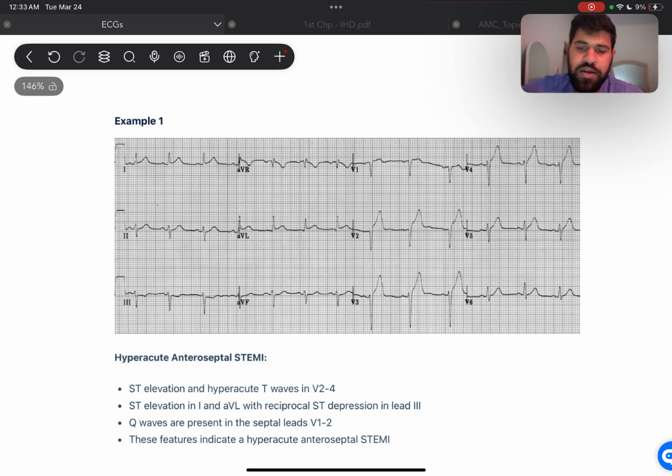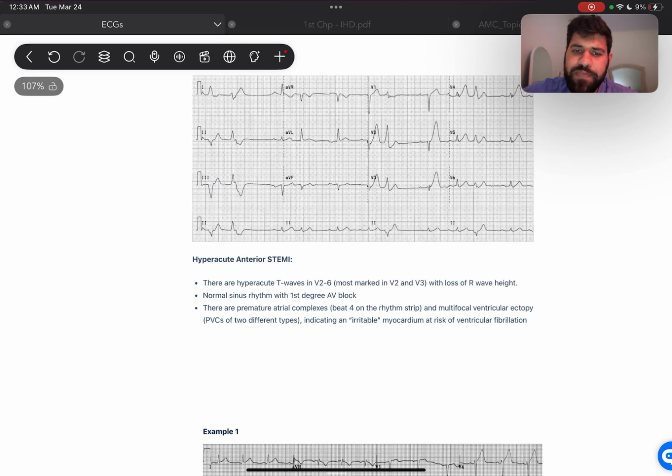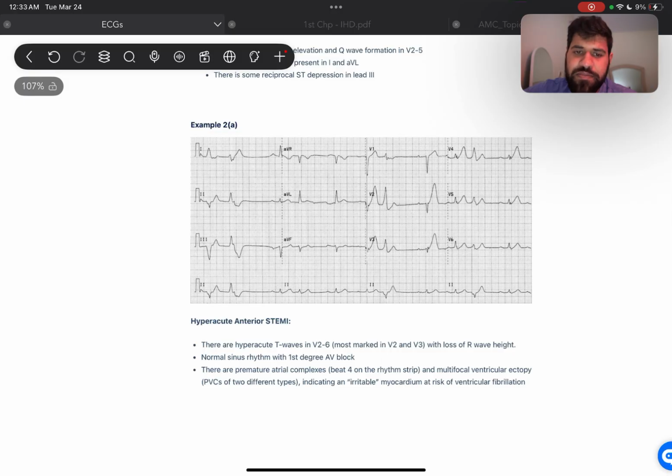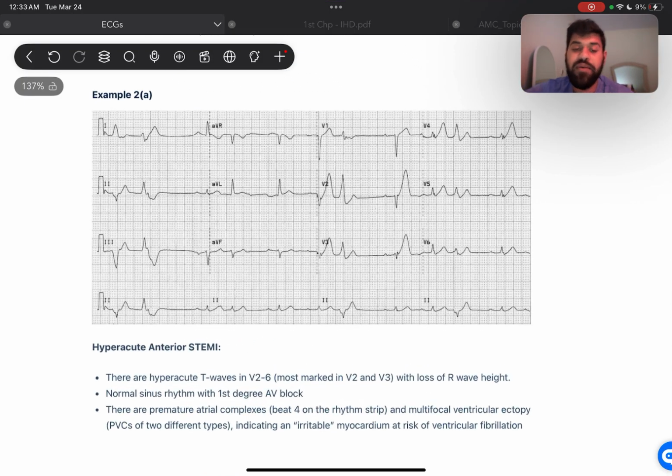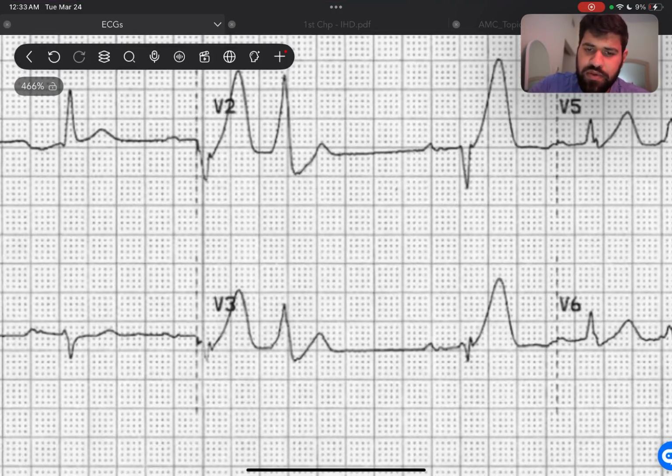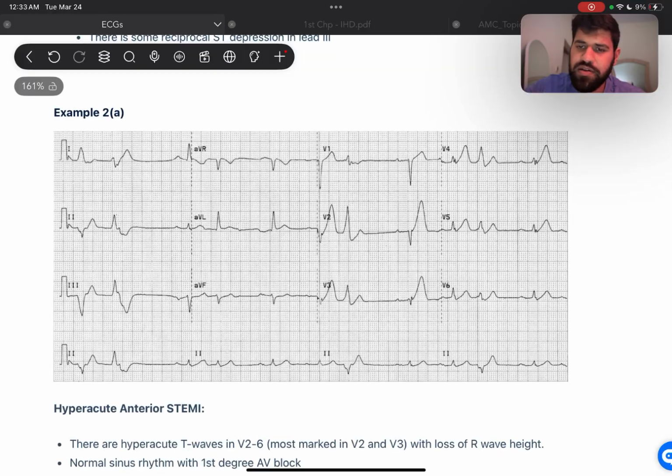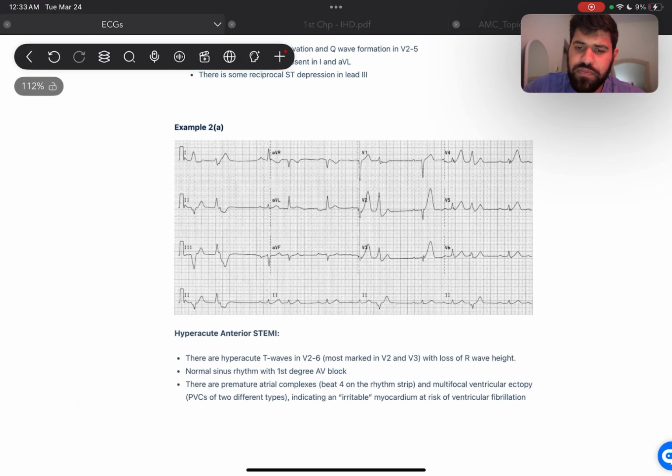All right. Now moving on to the hyperacute anterior STEMI. Again, they are hyperacute T waves in V2 to V6. You can see that the peaks over here, the second peaks over here, are the T waves, and they are most marked on V2 to V3. All right, with loss of R wave height, normal sinus rhythm with first degree AV block. These are premature atrial complexes.